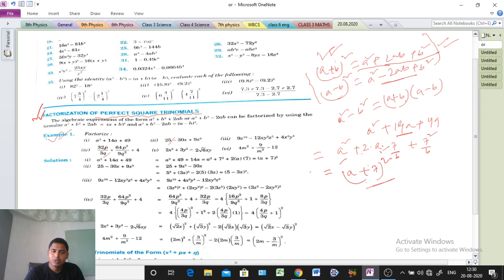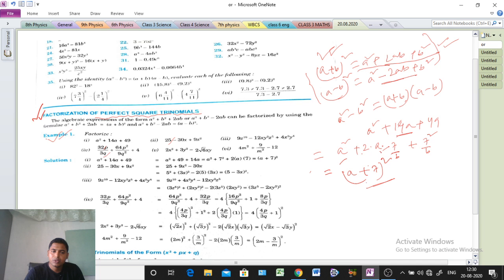Next problem, question number 2: 25 minus 30x plus 9x square. This is the question.